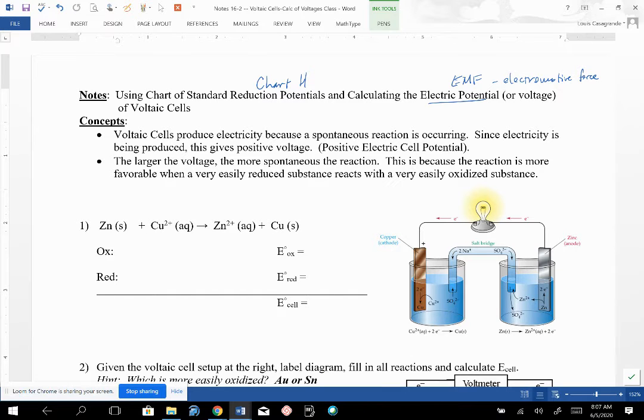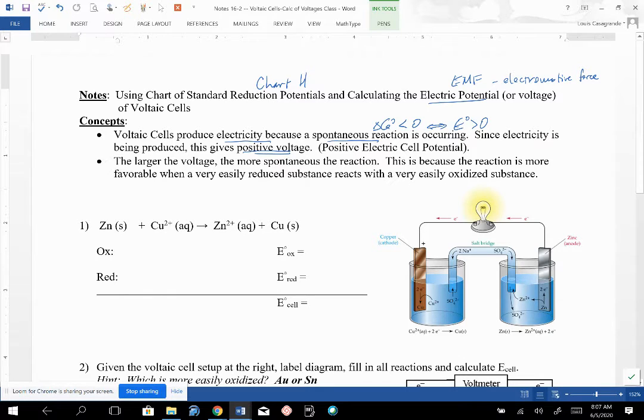So as we learned in the previous lesson, voltaic cells are going to produce electricity because we have a spontaneous reaction occurring. And remember that spontaneous reactions meant that the delta G naught was negative. It was less than zero. And since electricity is being produced, this gives a positive voltage. So the EMF, or the E naught of the cell, has to be greater than zero. And so these mean the same thing.